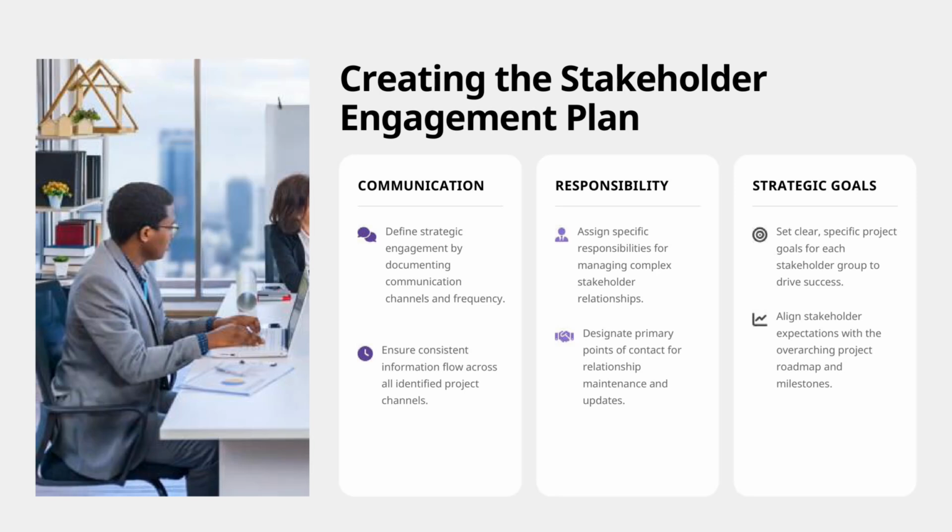The stakeholder engagement plan translates mapping into actions by defining communication channels, assigning responsibilities, and setting strategic goals for each group. This slide stresses the importance of clear ownership, consistent information flow, and measurable objectives so engagement fuels progress rather than becoming an administrative burden.